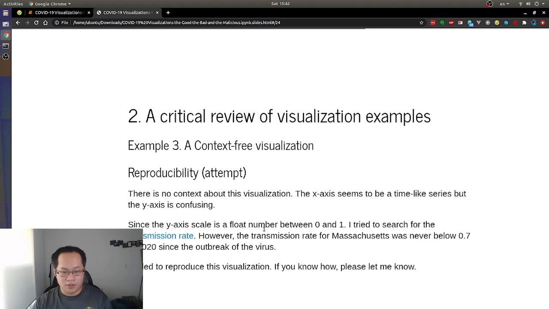Since the y-axis scale is a float number between 0 and 1, I tried to search for the transmission rate. If we control COVID-19, the transmission rate should be a value smaller than 1. It is the average number of new patients infected by one virus carrier. So basically, if it's 1, it means on average, a virus carrier will create another virus carrier. However, the transmission rate for Massachusetts was never below 0.7 in 2020, since the outbreak of the virus. So I failed.